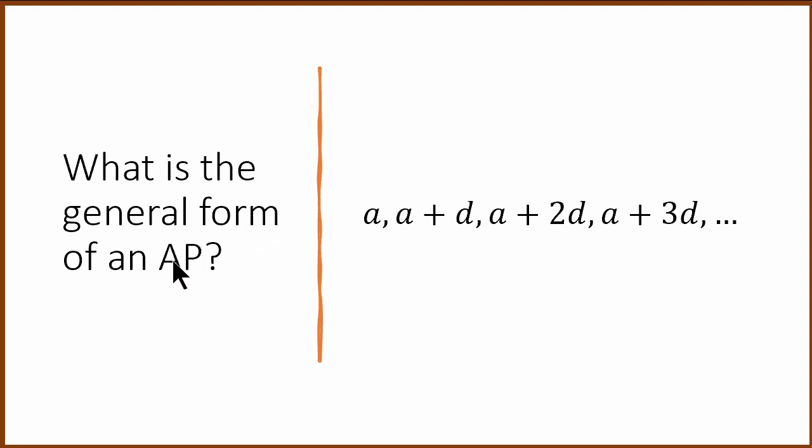What is the general form of an arithmetic progression? Now that we know what A and D are, we can write an arithmetic progression as A, A plus D, A plus 2D, A plus 3D, and so on. Why is this a general form? From the definition, we know that the difference between neighboring terms is D, correct? So you can get the second term by adding D to the first term, which is A plus D. You can get the third term by adding D to the second term, which is A plus 2D, and so on. This is called the general form of arithmetic progression.